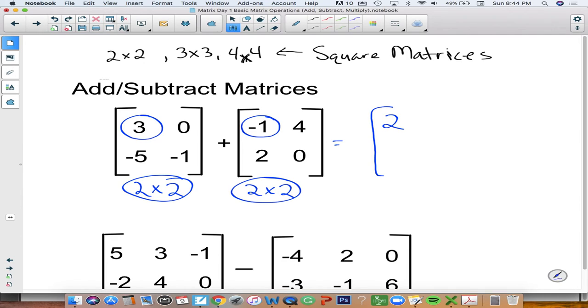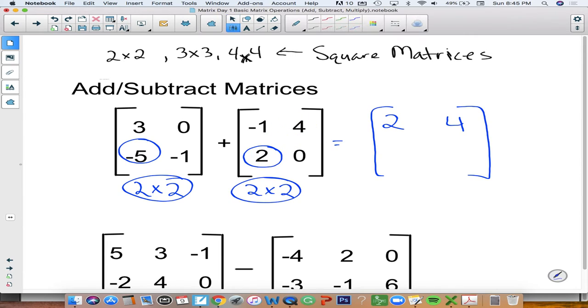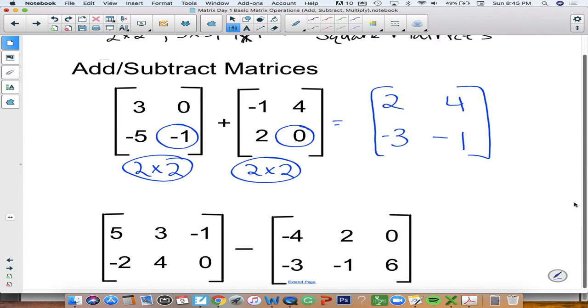And then we look at the next one, all right? So let's move these guys over here. Let's look at the 0 and the 4. 0 plus 4 is just 4. It goes in that corresponding slot. Next one, a -5 with a 2. -5 plus 2 is a -3. And then the last one, -1 plus 0 is -1. So we have a new 2 by 2 matrix after we added them together.